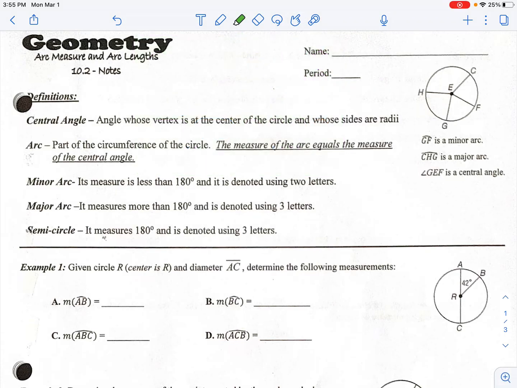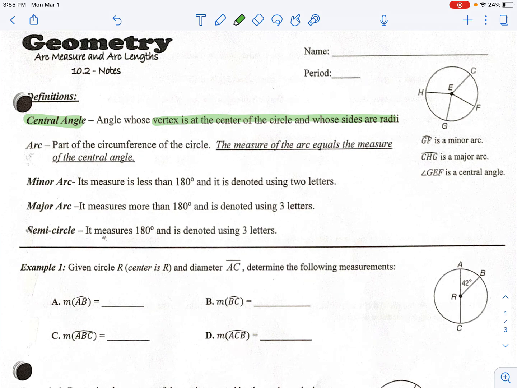All right, today we're going to be talking about arc measure and arc length. So the first part of this is going to be all about arc measures and what we call central angles. A central angle is an angle whose vertex is on the center of the circle and whose sides are radii. For example, central angles are kind of like a piece of pizza in a round pizza.